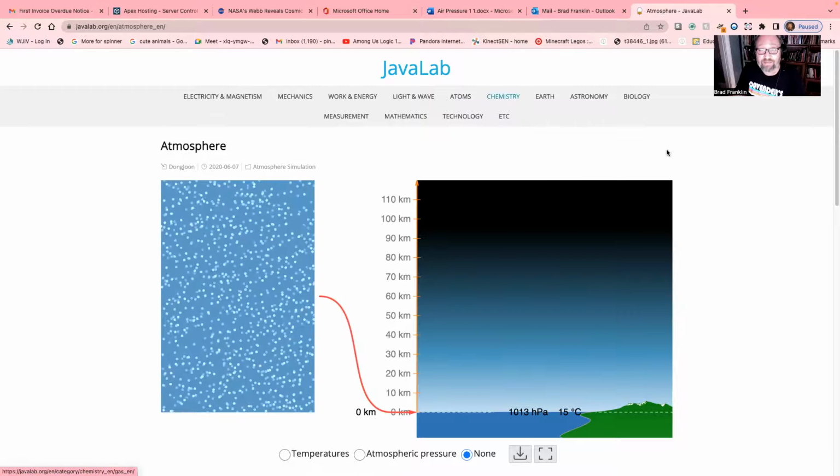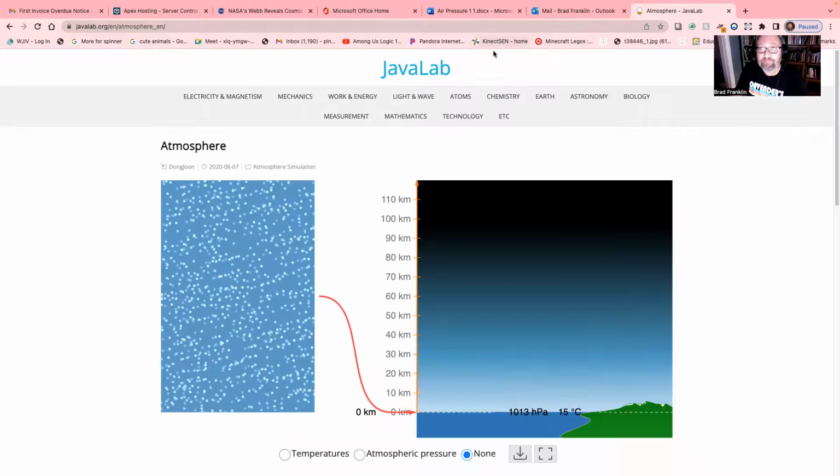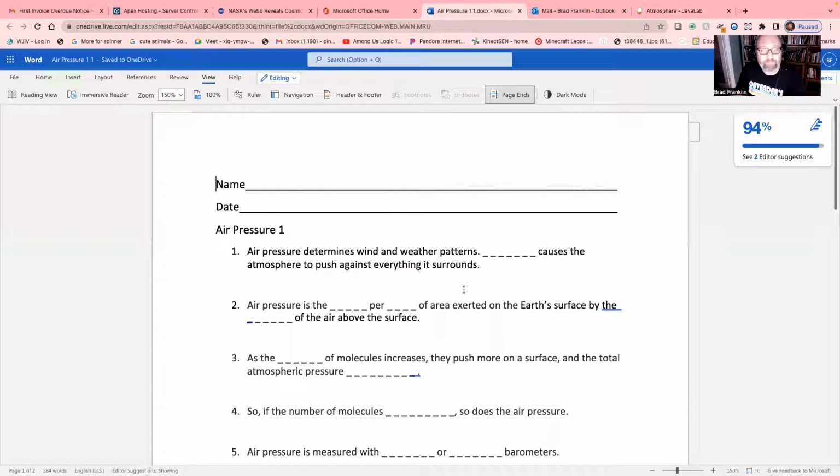All right. So let's put that in the first one. Gravity causes the atmosphere to push against everything it surrounds. Gravity. All right, that's the first one. All right, second one. Air pressure is the blank per blank of area exerted on the Earth's surface by the blank of the air above the surface.